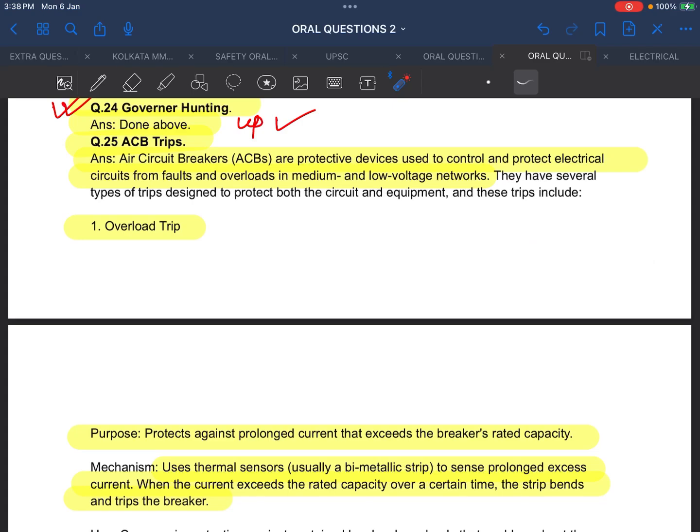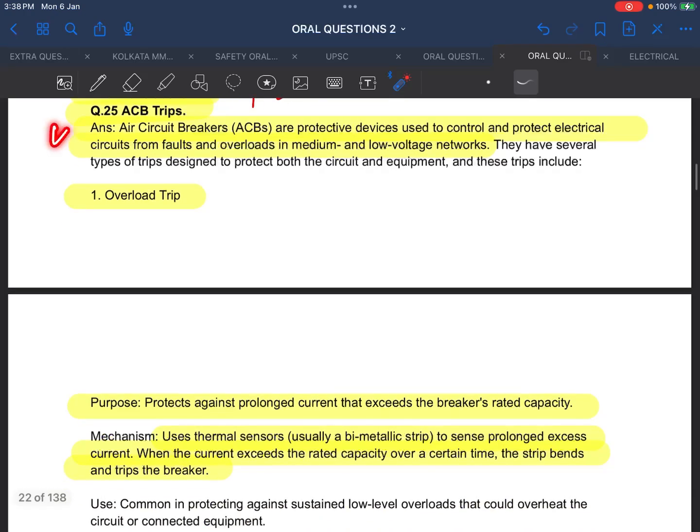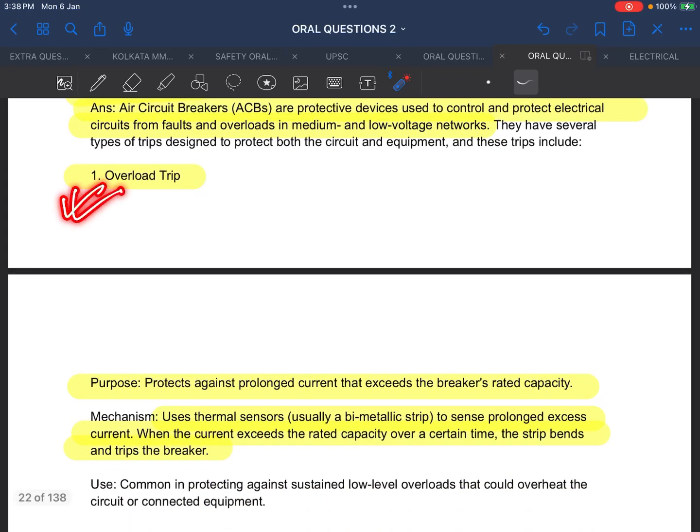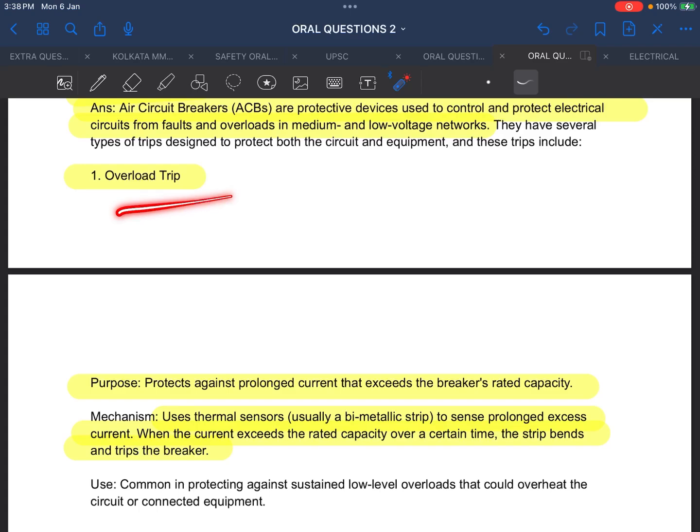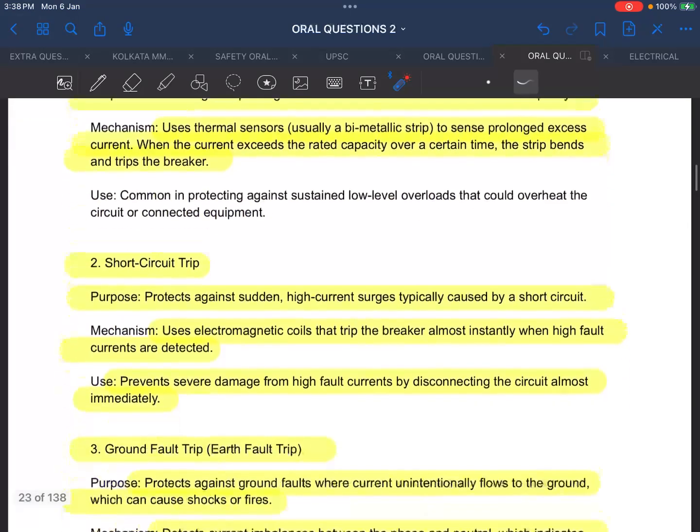What are the ACB trips? There is an overload trip in the ACB. You can read about the mechanism of how the overload trip works. Basically there is a bimetallic strip, and according to the temperature it will bend and trip the circuit.